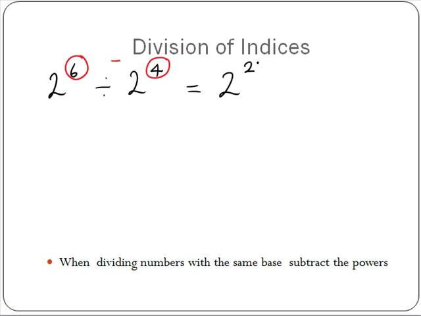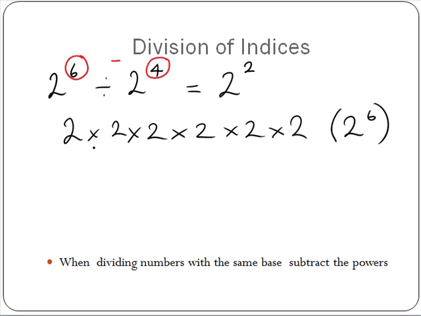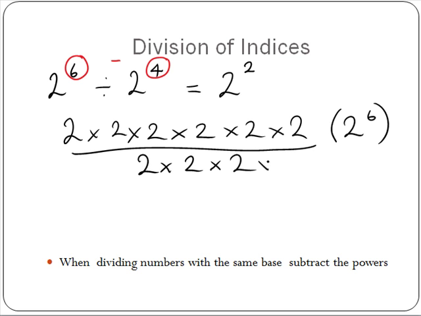Again, when we separate the terms down into their separate parts, we can see how this formula works. So we begin with 2 by 2 by 2 by 2 by 2 by 2, which is 2 to the power of 6, to be divided by 2 by 2 by 2 by 2, which is 2 to the power of 4. This can be broken down as follows.